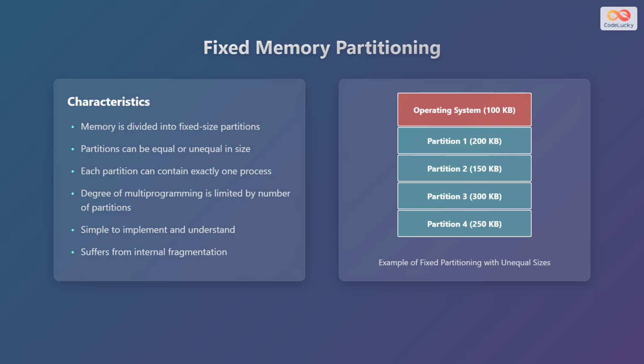As you can see in the example diagram, the operating system takes up 100 kilobytes. Then there are 4 partitions, each with a predefined size. These sizes can be different, as you can see, with partitions of 200, 150, 300, and 250 kilobytes respectively. Keep in mind that each of these partitions can hold only one process.